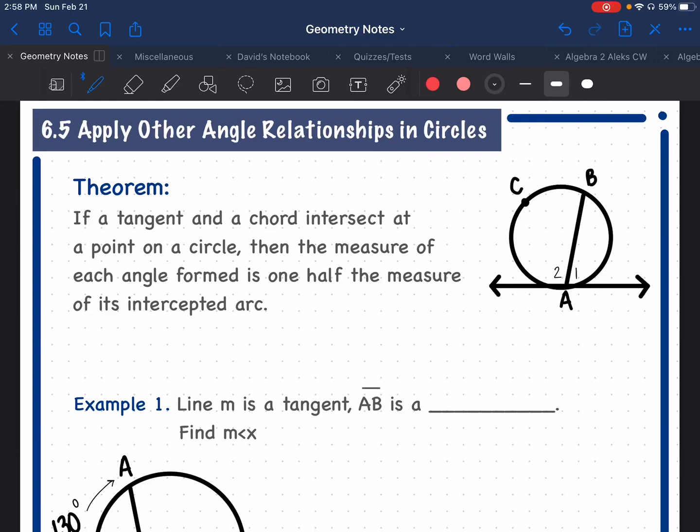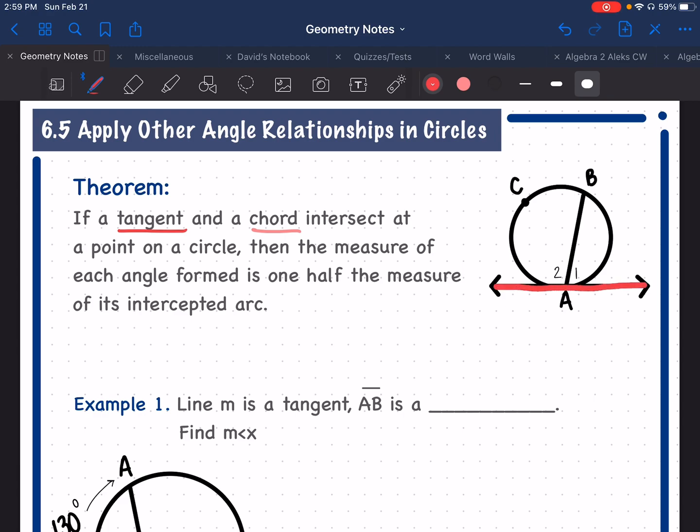Today's lesson is 6.5, Apply Other Angle Relationships in Circles. We're going to start out with a theorem that says if a tangent and a chord intersect at a point on a circle, then the measure of each angle formed is 1/2 the measure of its intercepted arc. Let's take a look at our picture.